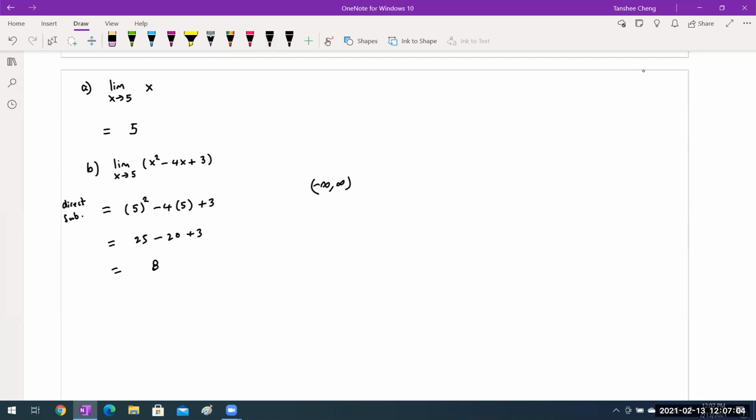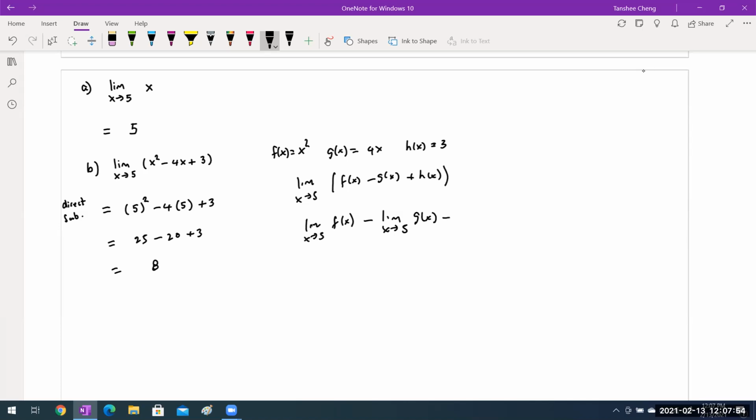Now another way to approach it is looking at each term of this function as a different part, meaning I can look at x squared as a function. Let's say this will be f of x, and then g of x will be 4x, and then h of x will be a constant function 3. So now we are looking at the limit as x approaches 5 of f function minus g function plus h function. We can use the limit laws to break it down into each case: the limit as x approaches 5 of f of x minus the limit as x approaches 5 of g of x plus the limit as x approaches 5 of h of x.